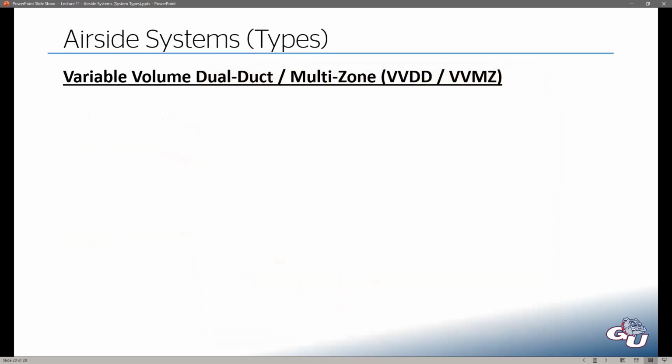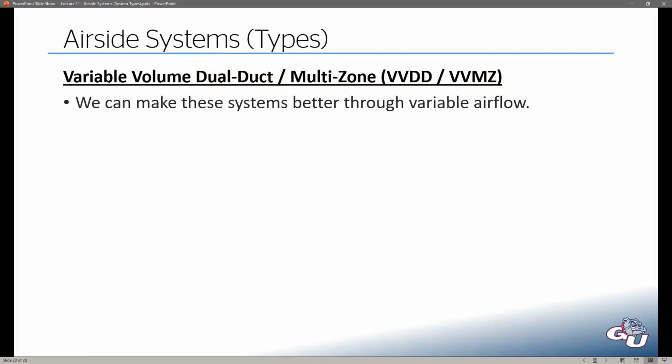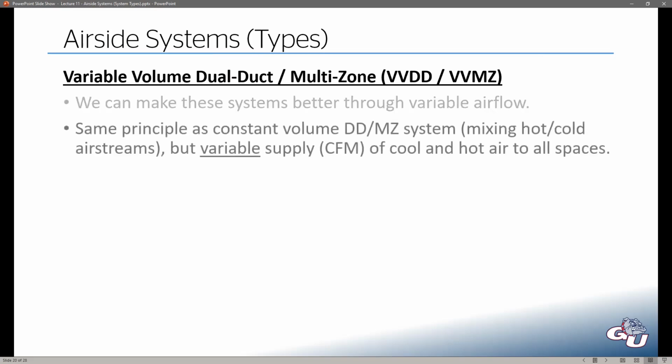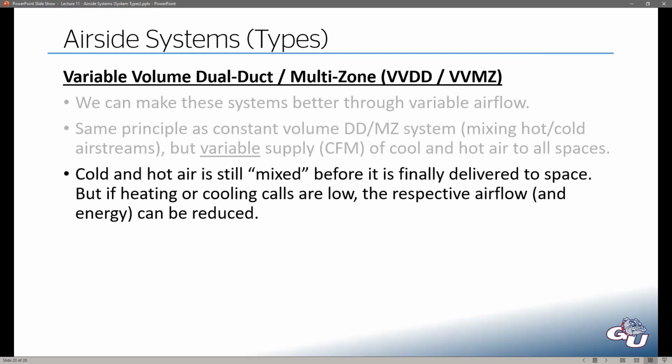Quick side digression. We've talked about constant volume dual duct and constant volume multi-zone. These systems can be made more efficient by turning them into variable airflow systems. So instead of being constant volume, now they would be variable volume. They're doing functionally the same thing in practice. They're still mixing hot air and cold air before we're delivering it to the space. But if we can vary that total supply air, if we can vary the CFM of the hot deck and the cold deck, we can make this quite a bit more efficient.